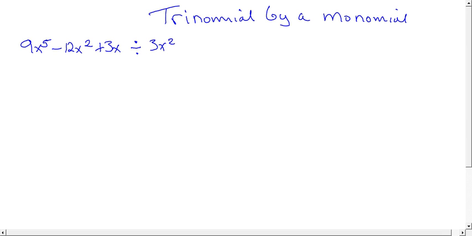Okay, so we've already taken a brief look at division of a polynomial by a monomial. So let's go a step further and take a look at a trinomial being divided by a monomial. So of course we want to look at the statement 9x to the fifth power minus 12x squared plus 3x, and that's going to be divided by 3x squared.